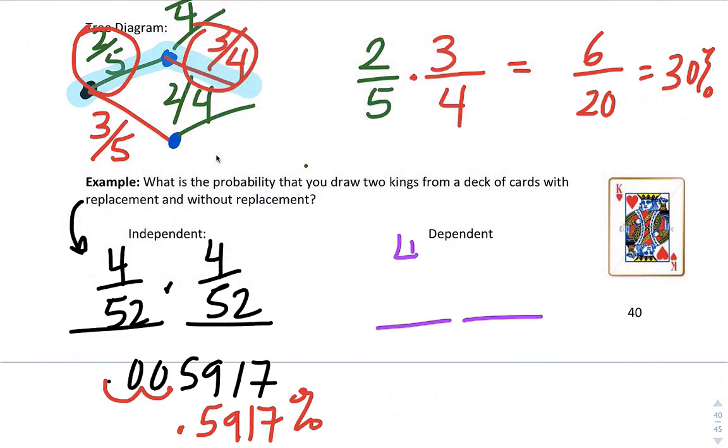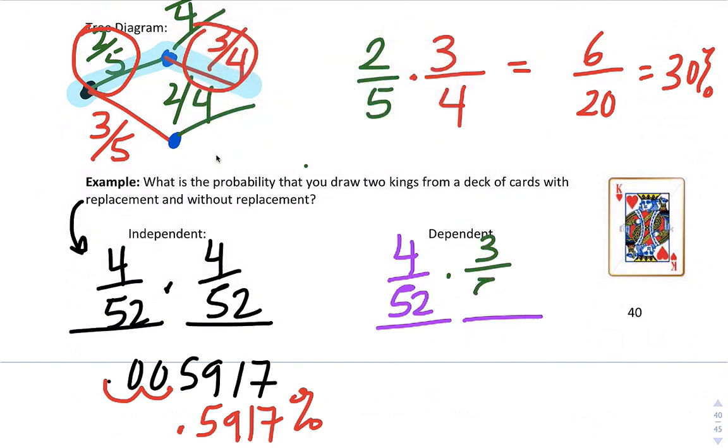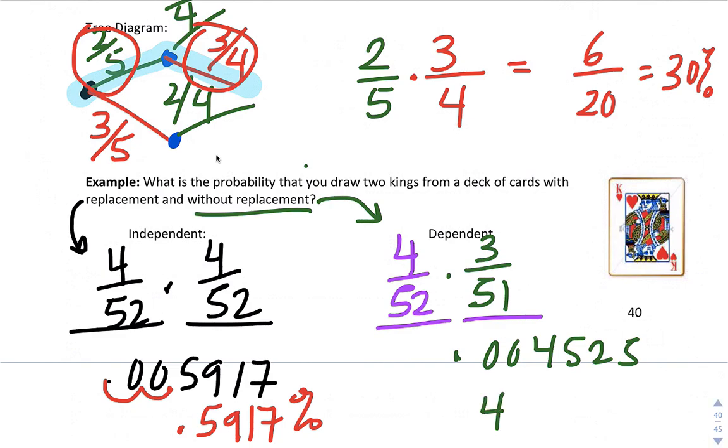So let's say you want to draw a king first, again 4 out of 52, but let's say you got a king, then there's 3 kings left out of 51 cards. So that'll change your probability slightly if it's dependent, so without replacement goes here, means you don't put it back in the deck. And our decimal is 0.004525, which translates to 0.4525%. So a little bit less chance of getting 2 kings in a row if you take one out.